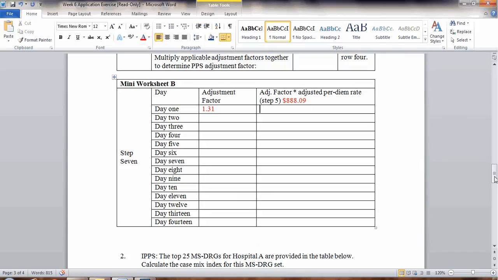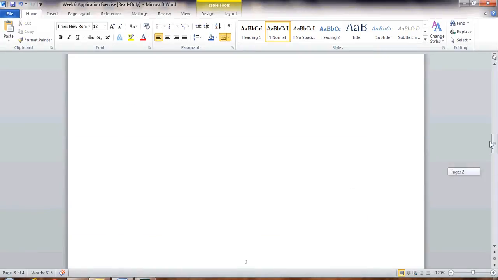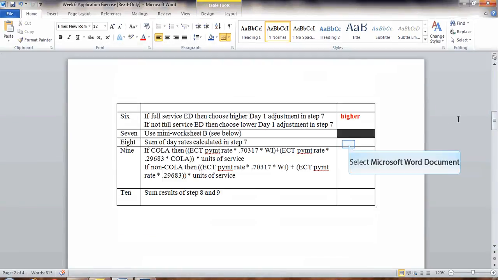Okay, so in moving up to step 8, what you're going to do is total the amounts in this column to plug into our total for step 8. So once you have all of these figures calculated, add them all up, come up with your sum, and that information will be plugged into step 8.